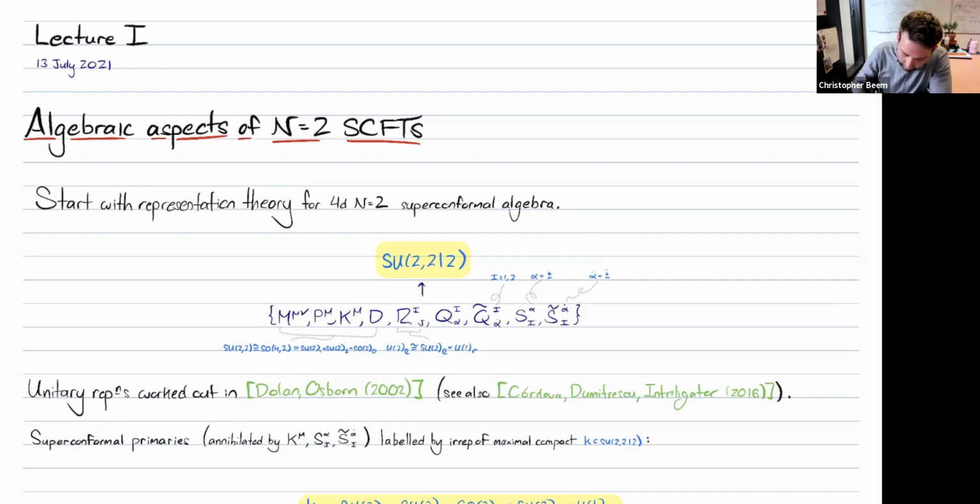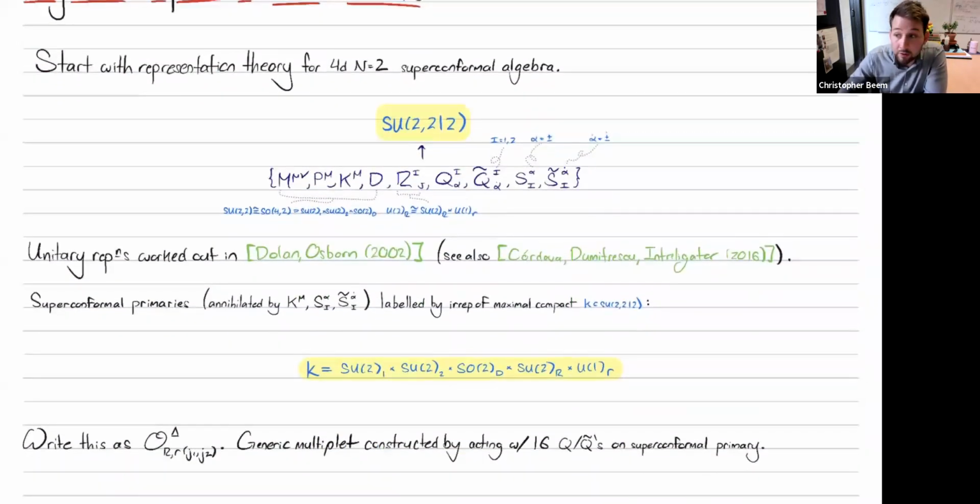So the salient thing is that instead of the usual conformal group, conformal algebra of symmetries that we have in CFTs, we have a larger superconformal algebra, which turns out to be SU(2,2|2). And if you don't speak the language of the superalgebras, this is a thing that has our usual conformal generators listed here: rotations, translation, special conformal, dilatation.